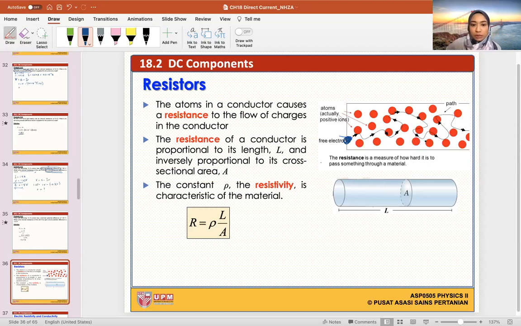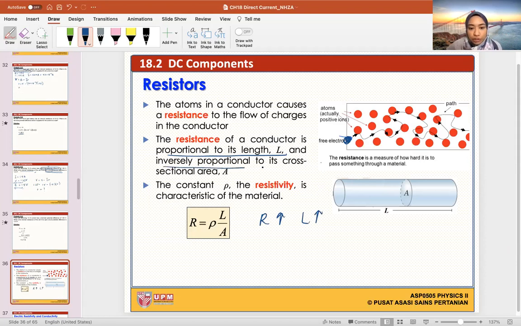Okay, this is just a visual aid to make your understanding easier. The resistance of a conductor is proportional to its length, which means that the longer your length is, the more obstacles the charge has to pass through, right? So your resistance increases when your length increases, because the obstacle length is longer.